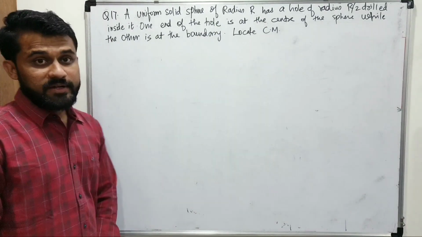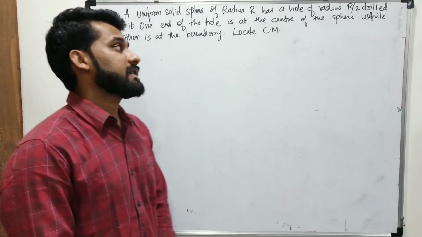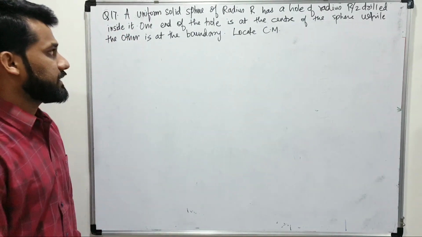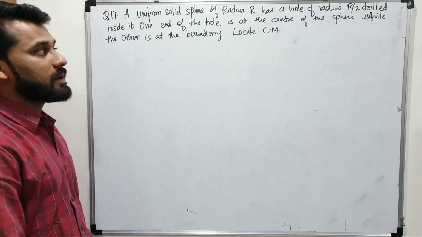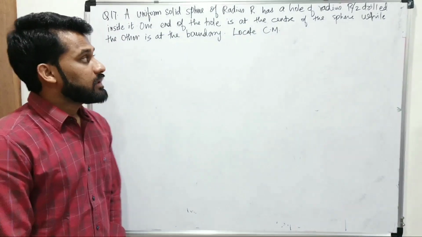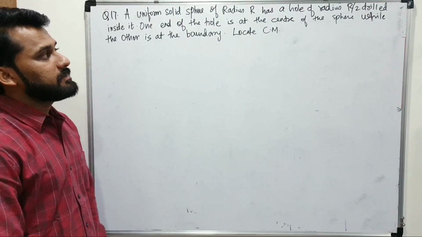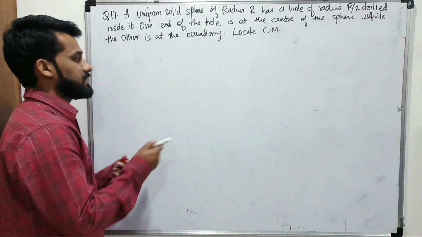Okay, question number 17. A uniform solid sphere of radius r has a hole of radius r/2 drilled inside it. One end of the hole is at the center of the sphere while the other is at the boundary. Locate the center of mass. So in this question, actually, it should be asked in this way.